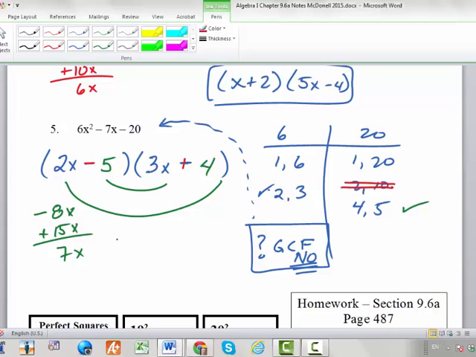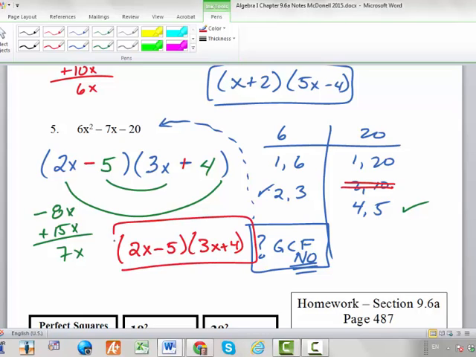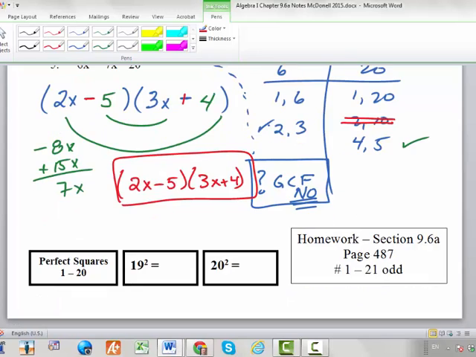Let's write our answer neatly below: 2x minus 5 times 3x plus 4. I like that problem because it gives us a chance to knock out different answers whenever we have a GCF. Now I've kind of created a humdinger of a problem at the very beginning, so let's come back to our first page.